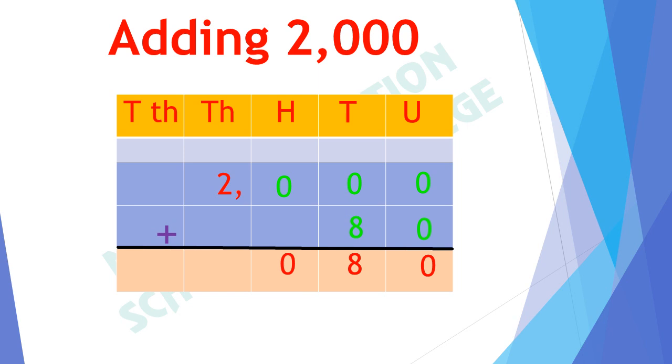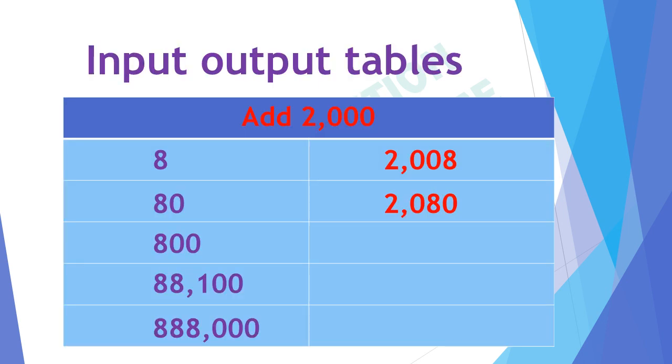Then we move towards the thousands. In thousands there is only 2. So there is nothing to add in it. We write it as it is. If we add 2000 and 80, we get 2080. So we will write it in the input-output table. Input is 80 and if we add 2000 in it, we get 2080.